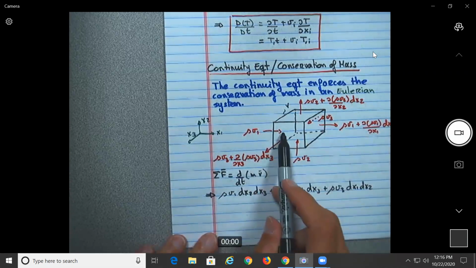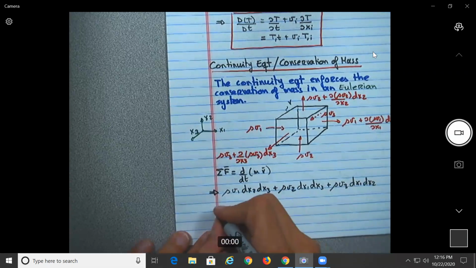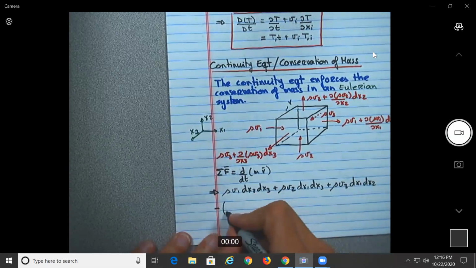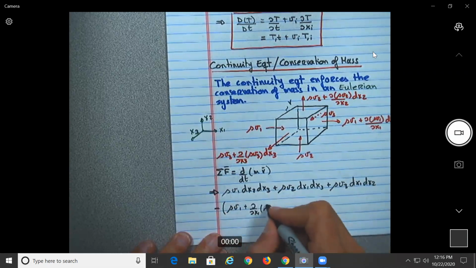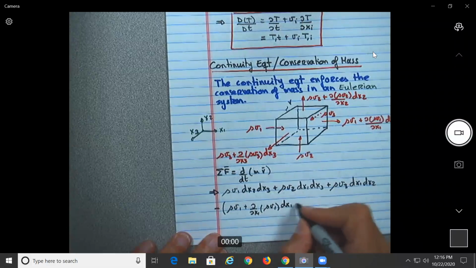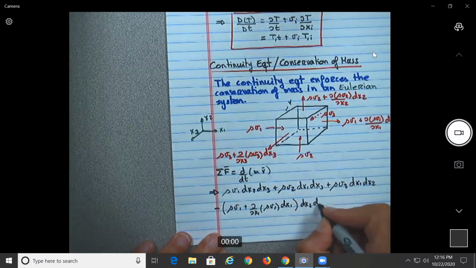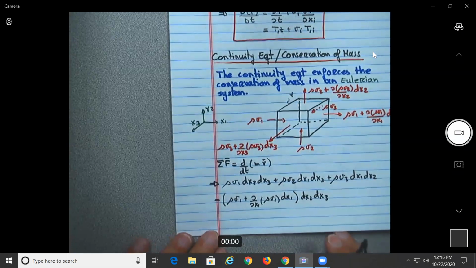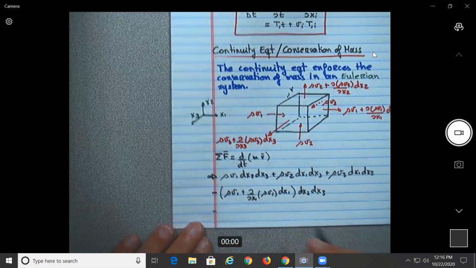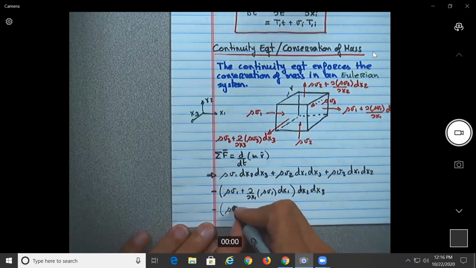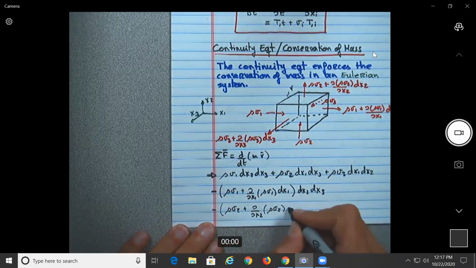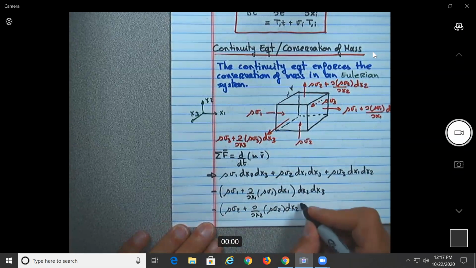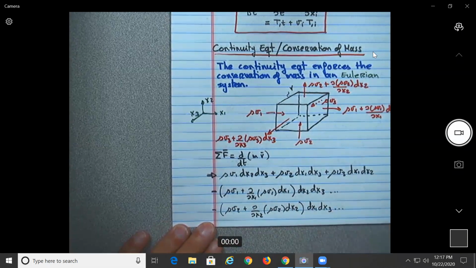Okay? And now basically we're going to have the same thing with the ones coming out, but with a negative sign because one is coming in, the other is coming out. So it will be minus rho v1 plus partial x1 of rho v1, dx1, dx2, dx3. Okay, I'll do it this way because it's going to be less confusing for me. Minus rho v2 plus partial x2 of rho v2, dx2, dx1, dx3.